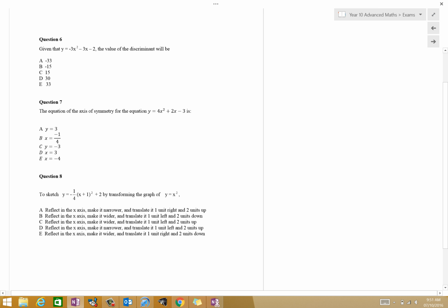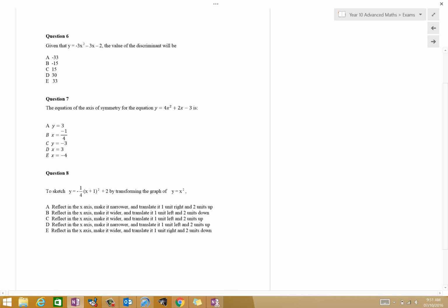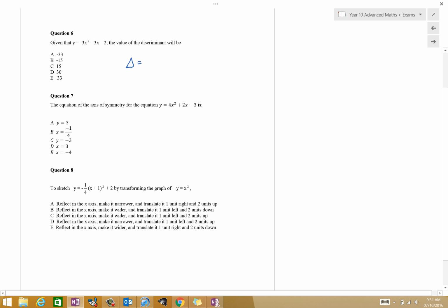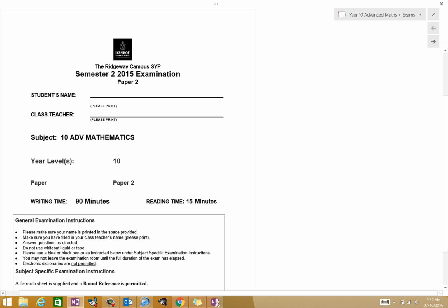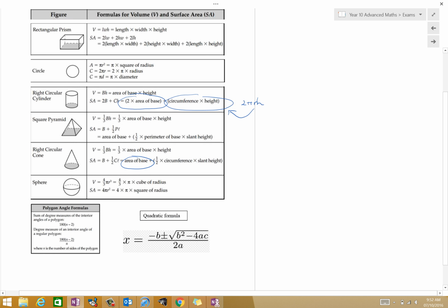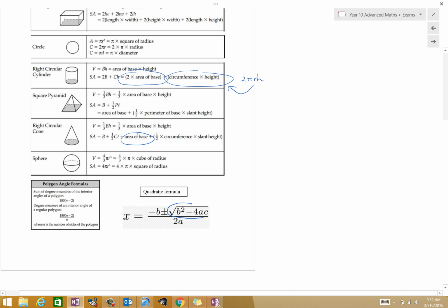Now, it says here, given that this is equal to this, the discriminant. Now, the discriminant is, and you guys need to know this, it actually comes from the quadratic equation. By the way, the quadratic equation's on your formula sheet, inside the square root. So you don't have to have that b squared minus 4ac committed to memory, because your formula sheet looks exactly like this. And look, that is the discriminant inside there, b squared minus 4ac.